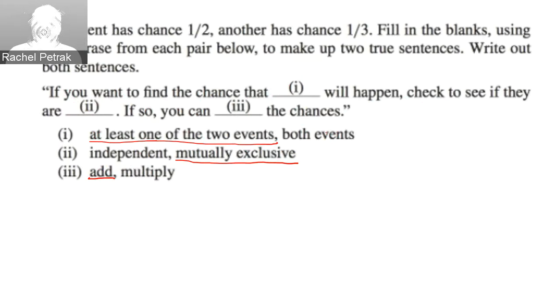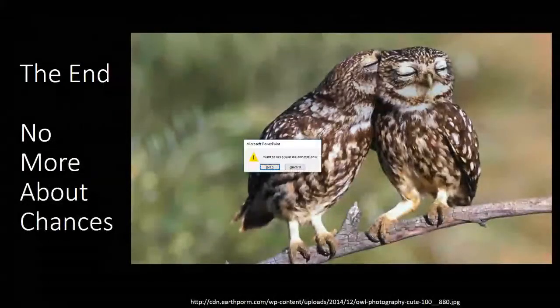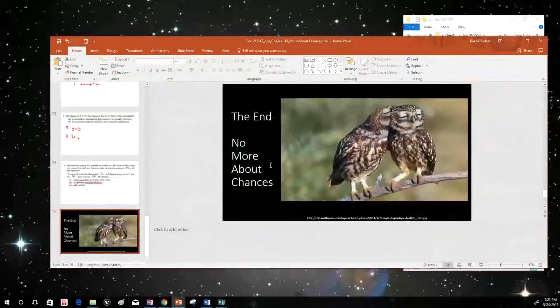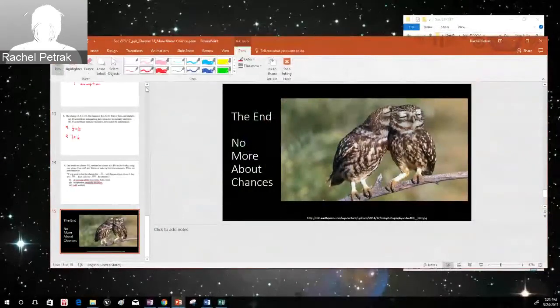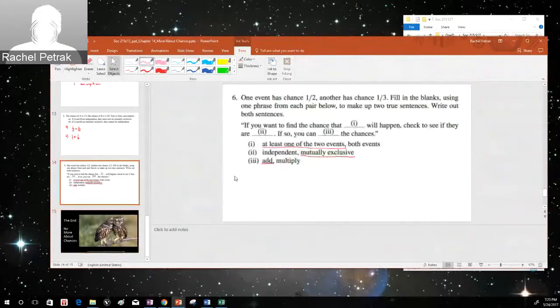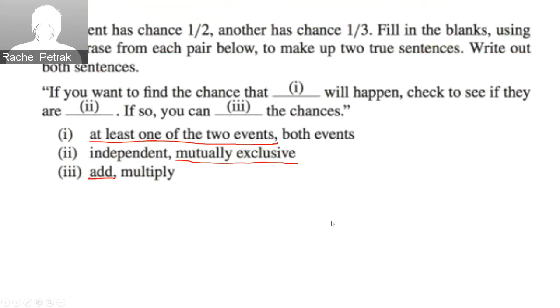So if you want to find the chance that, so in the second version of the sentence, if you want to find the chance that both events, we use a dashed line here, that both events will happen, check to see if they are independent. If so, you can multiply the chances.